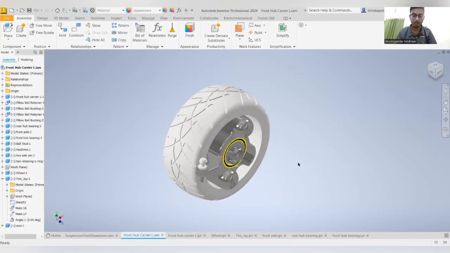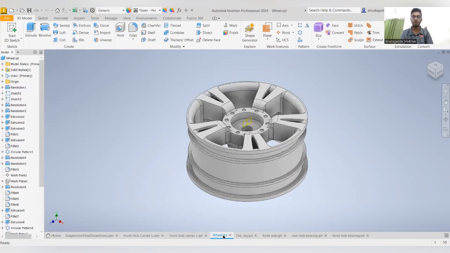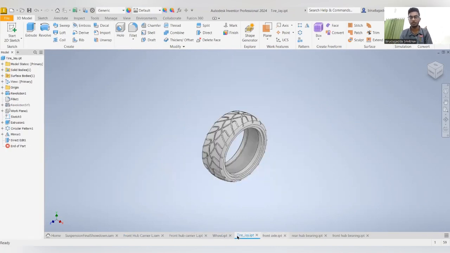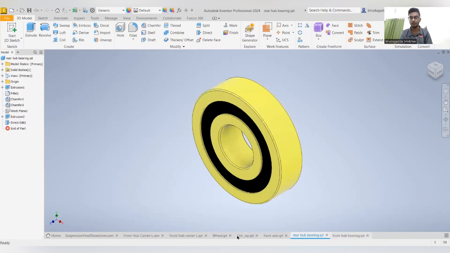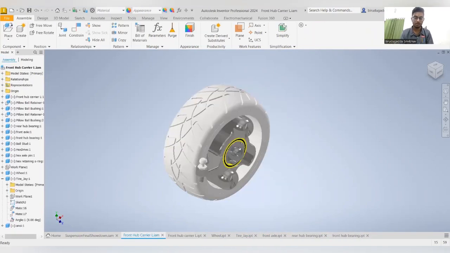Coming to the next part, we have the wheel assembly, and it consists of the front hub carrier, wheel, tire, front axle, rear hub bearing, and front hub bearing. So how are these parts connected in the wheel assembly? Here we have the tire, wheel, front hub carrier, front axle, front hub bearing, and at the back side we have the rear hub bearing.